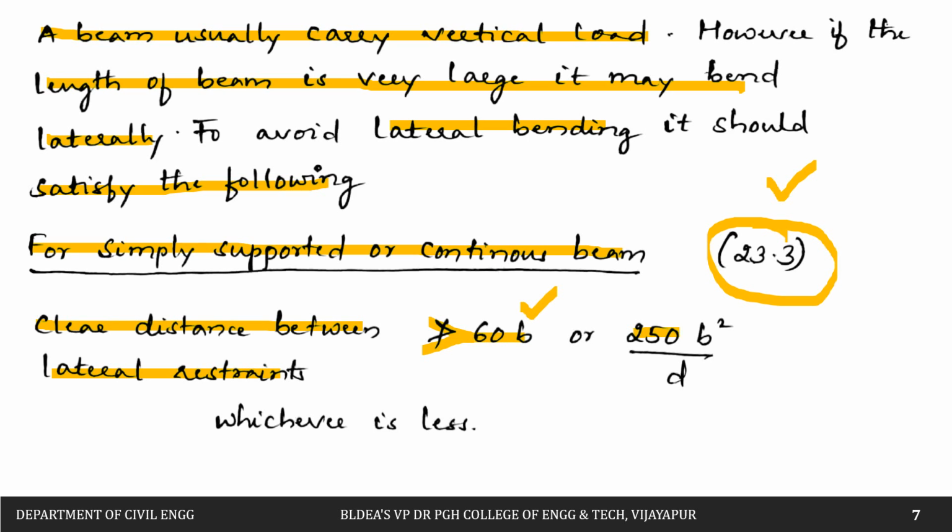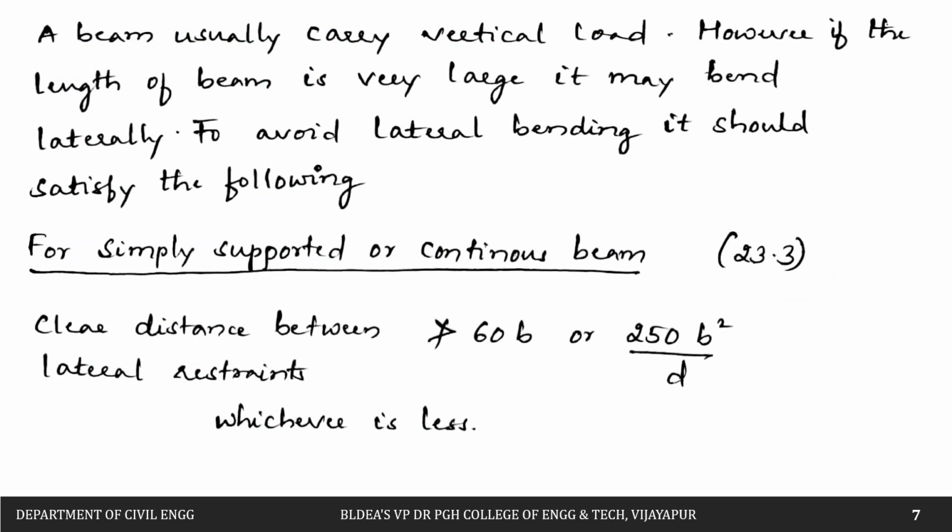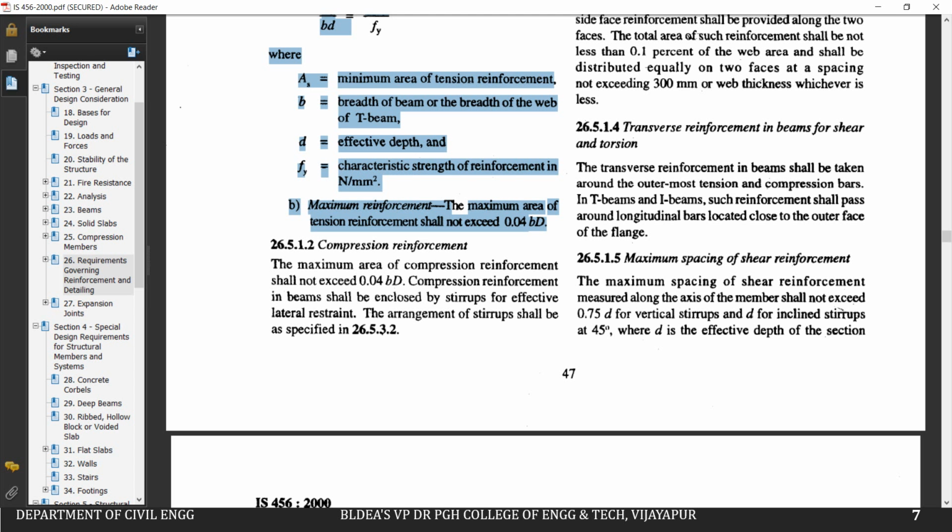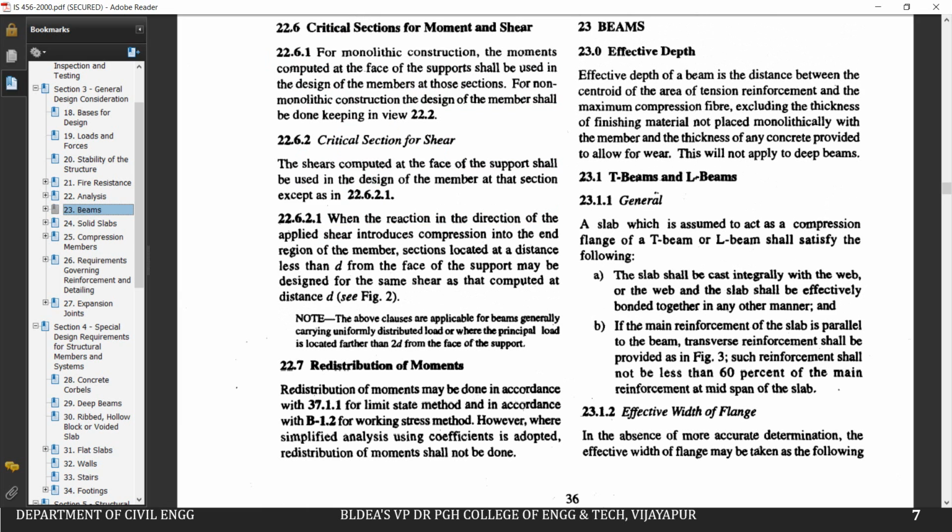or 250 times b square divided by d, where b is the width and d is the depth. Out of these, whichever is less, the clear distance between the lateral restraints shall not be greater than that. This is for a simply supported beam or for a continuous beam. This is the case when the length of the beam is very large and it is going to bend laterally. To avoid this, this criteria has to be satisfied. This clause has been given in the IS code, that is 23.3.